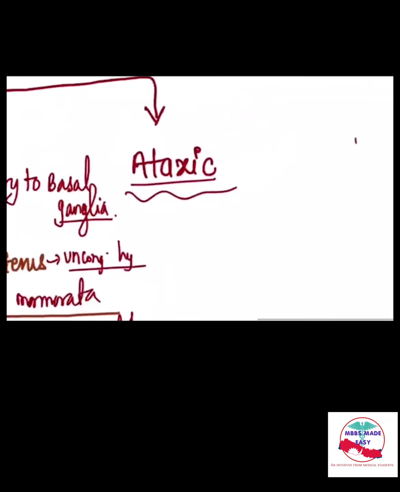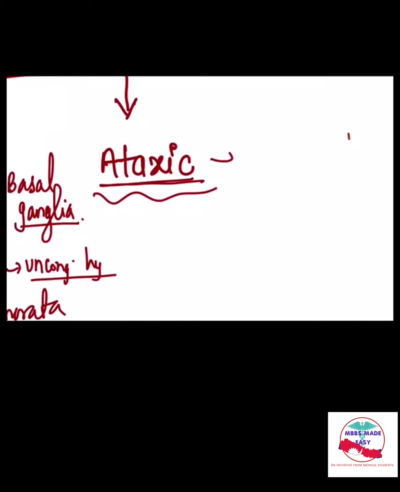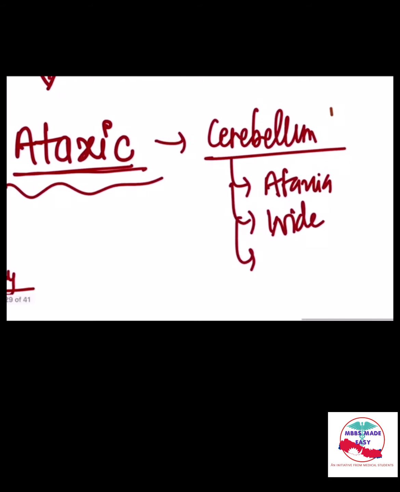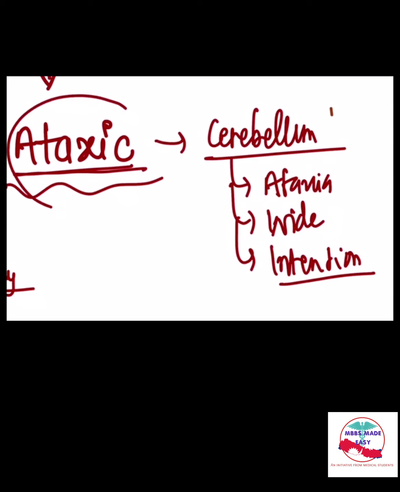Finally, ataxic cerebral palsy, as we know that there can be damage to the cerebellum. If you have damage to the cerebellum, you can have ataxic type of cerebral palsy. You will have ataxia; the child typically has a wide-stanced gait and intention tremor. It is quite easy to understand that ataxic type of cerebral palsy occurs because of injury to the cerebellum.